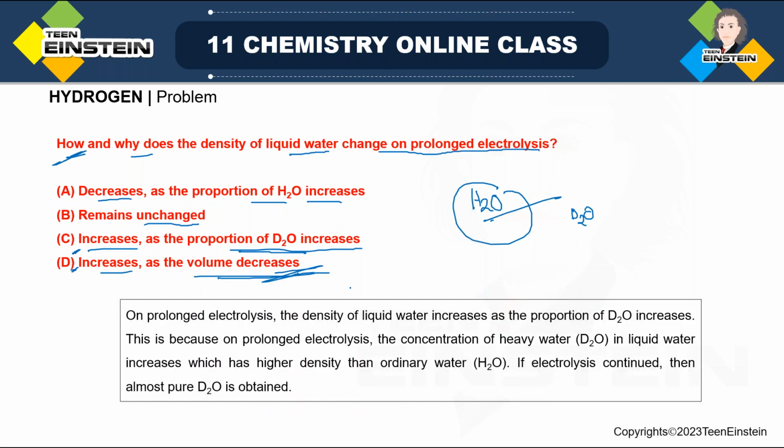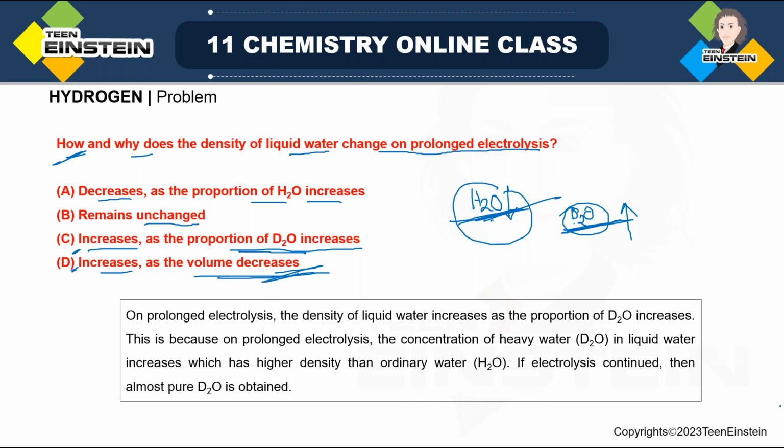So what is actually happening? On prolonged electrolysis, the density of liquid water increases. The actual reason is that the proportion of D2O increases, because only some percentage is D2O. But H2O will undergo electrolysis first among these two. So gradually the amount of H2O will decrease and the amount of D2O will increase. Now the molar mass of D2O is obviously higher than H2O because the mass of D is high. So when the proportion of D2O increases, the mass increases, right?